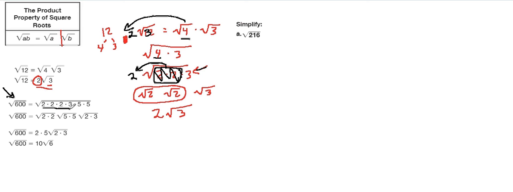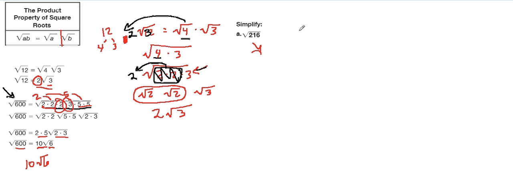You can do this with an even bigger number like the square root of 600. Break it into its prime parts in order. Then pull out the pairs. 2 times 2, 5 times 5. So you take a 2 out and a 5 out. Multiply them together. 2 times 5 is 10. What do we have left? The 2 and the 3, which then you multiply as well. So the square root of 600 is actually 10 square root of 6. Same thing.